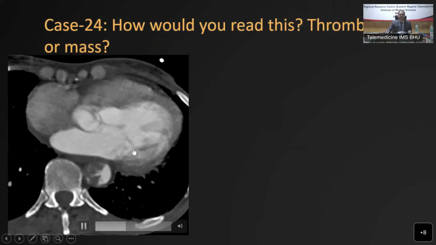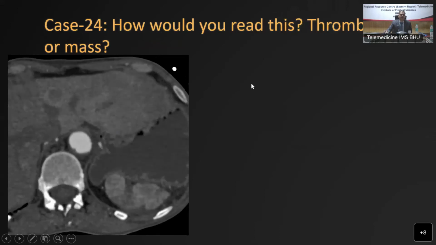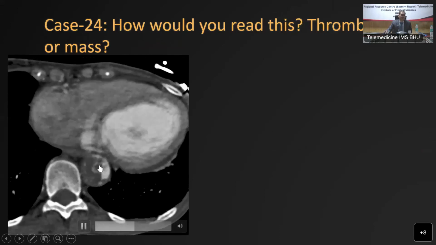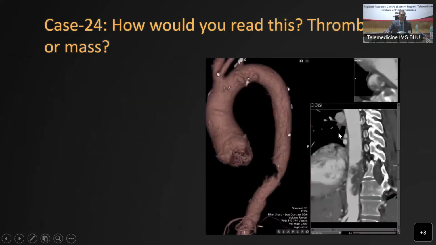Next case here, I think this is one of the last cases. So how do you read this case? Is this a thrombus or a mass? You can see that there is a polypoid filling defect in the descending thoracic aorta. Here are some more images of that aorta, volume rendered and sagittal and axial images.